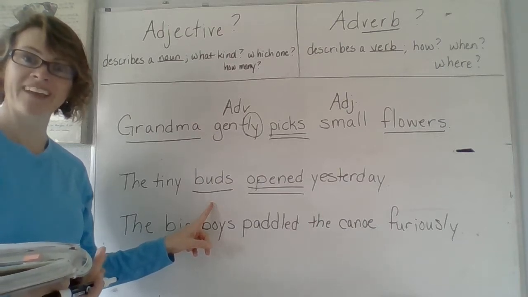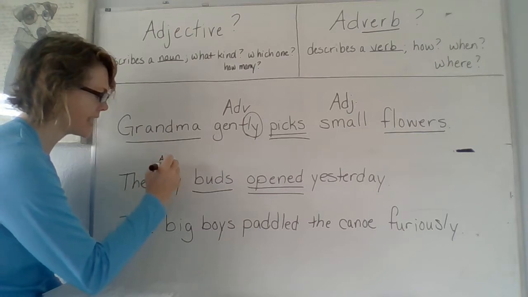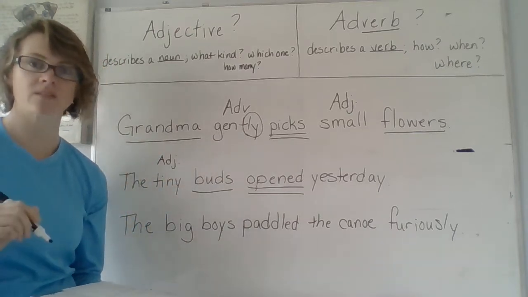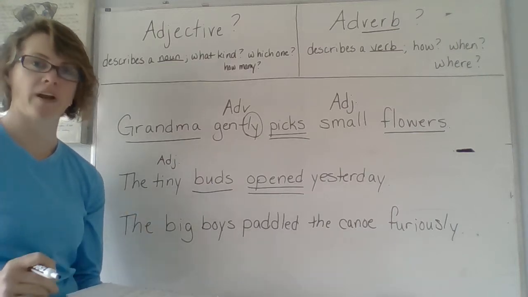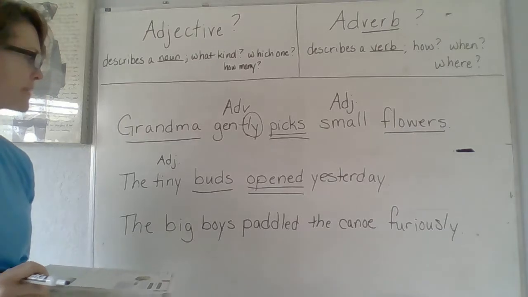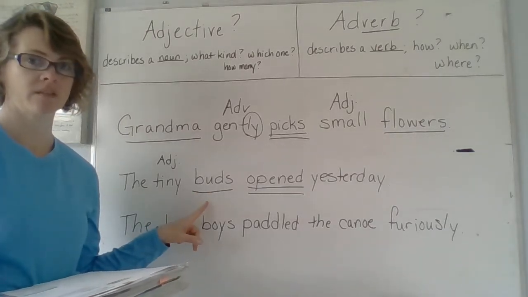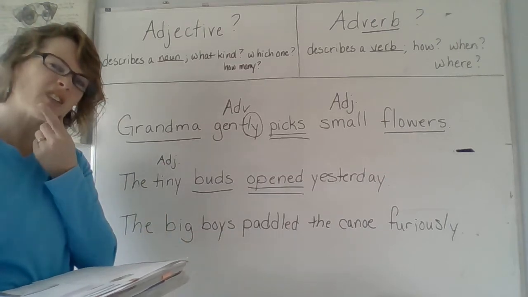What kind of buds were they? They were tiny. So above tiny, write ADJ for adjective. Now, if you were doing this on your Google Docs, I would probably have you choose a certain color to do your adjectives. Okay? So there's our adjective, and since that's my only noun, that's going to be my only adjective. There is an article adjective.